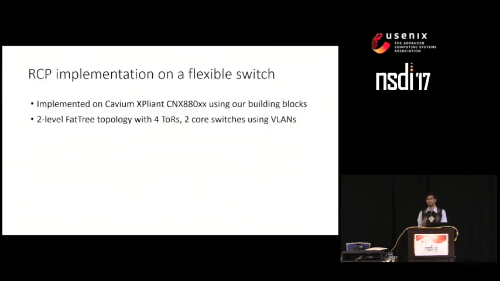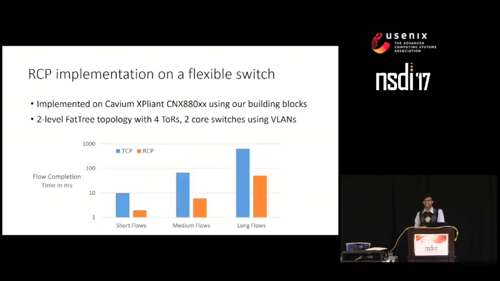So let's look at the RCP implementation on a Cavium switch, which we built using the building blocks I described. And we tested it on a small fat-tree topology using a simple all-to-all communication workload. And I'm going to show you the flow completion times for various flow sizes with the flow completion time on the y-axis. And so lower is better. We are going to compare against the default Linux TCP implementation shown in blue and RCP in orange. And as expected, you can see RCP gives great performance benefit across various flow sizes.